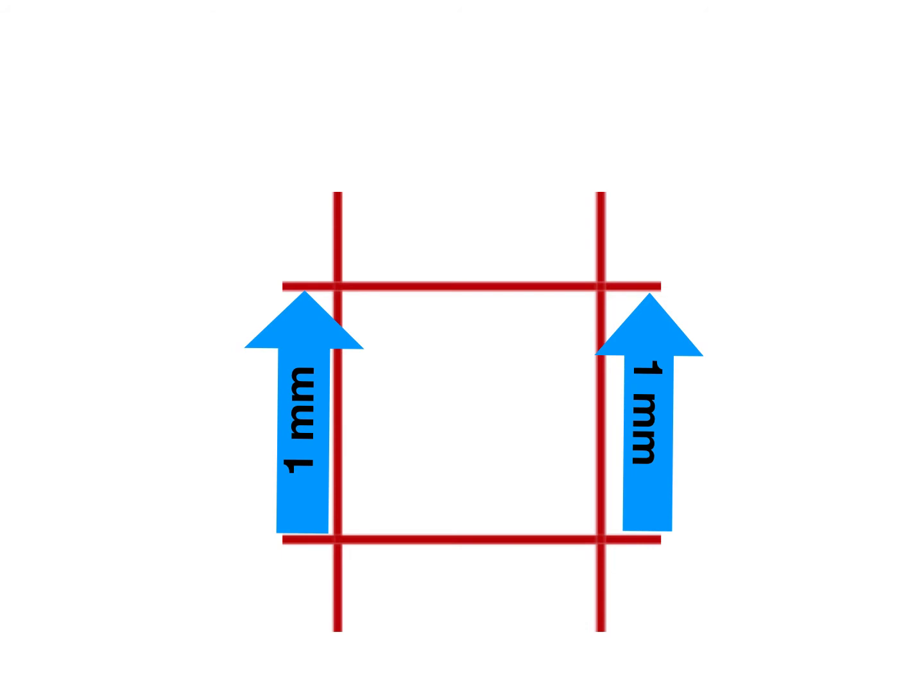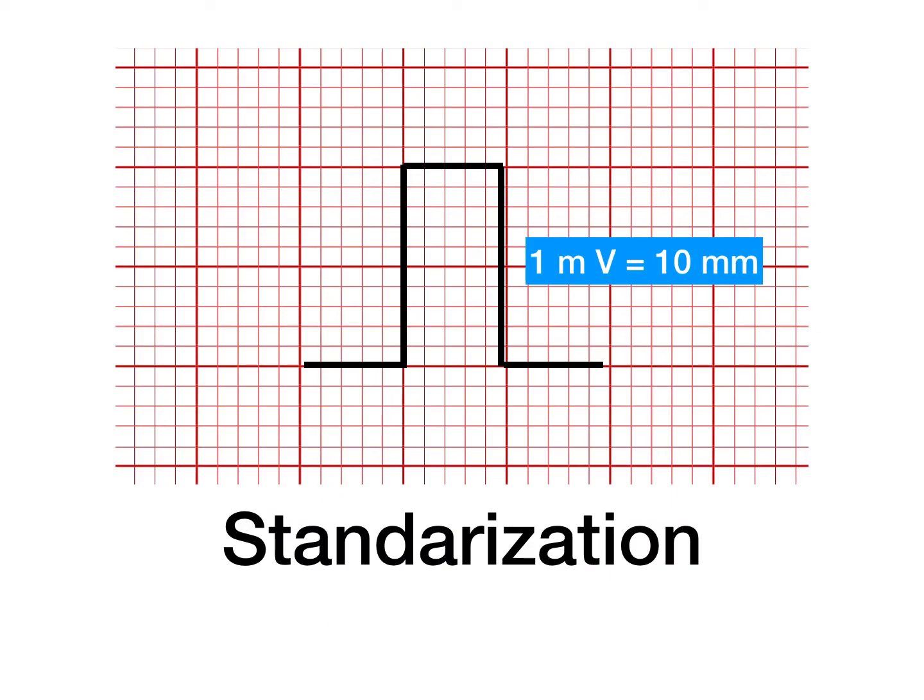And this is very important because when we're trying to figure out if there is hypertrophy or if there is ischemia or ST elevation MI, we have to count those boxes. So remember, one small box equals 1 millimeter. The first step that we have to do prior to start reading the electrocardiogram is to make sure that it is standardized.